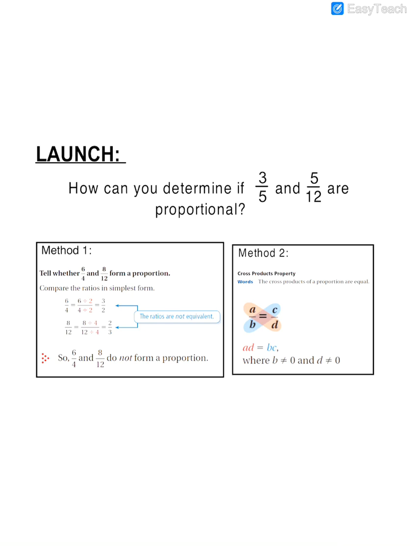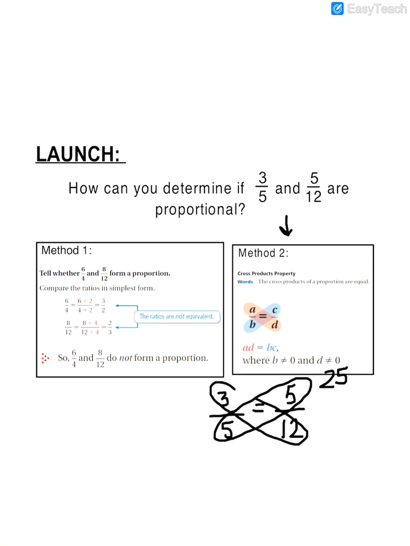The other method is method 2, which is using the cross products. So 3/5 is equal to 5/12. Well, if I cross multiply, 5 times 5 is 25. 3 times 12 is 36, and 36 is not equal to 25, so the ratios are not proportional.